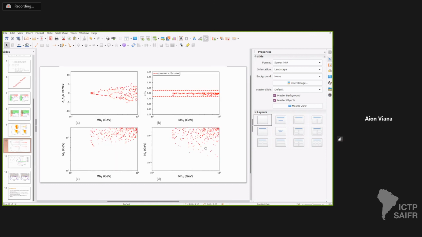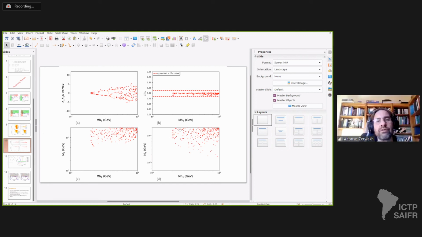Here I'm showing you the parameter space after all the constraints are applied, including the saturation of the relic density. And again, we see that in order to saturate the relic density, we need a dark matter with masses between 1 and 10 TeV. And also we need very heavy gauge bosons in the dark sector.